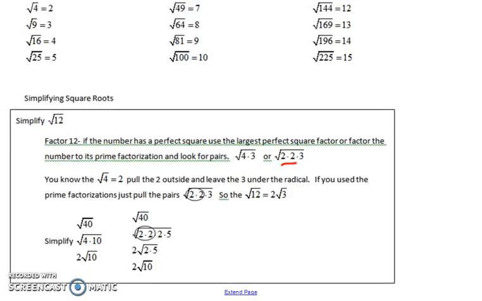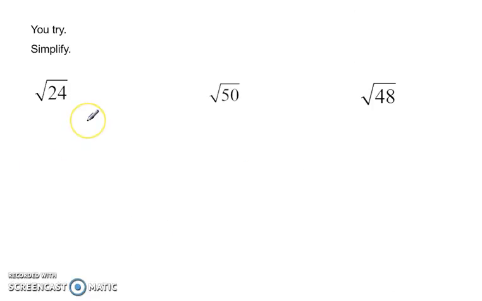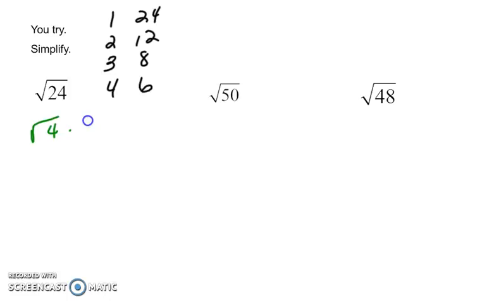Now let's try to simplify a couple together. So if we have the square root of 24, if we write down our factors of 24: 1 and 24, 2 and 12, 3 and 8, 4 and 6. We notice that 4 is a perfect square. So again, the square root of 4 times the square root of 6 gives us 2 square root of 6.